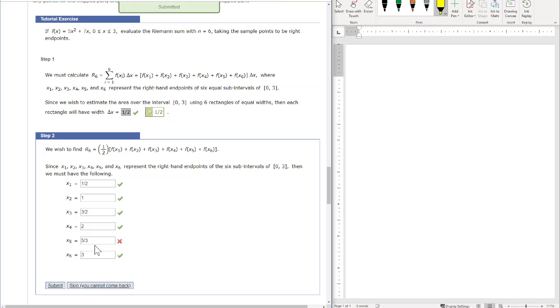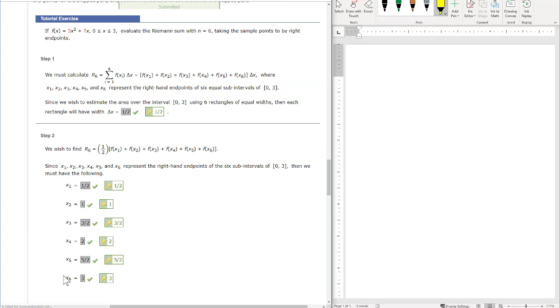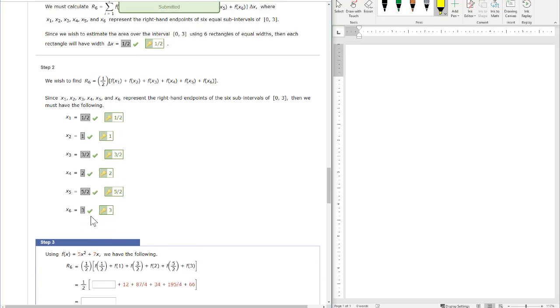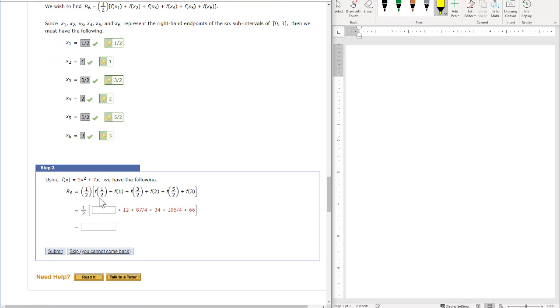So now we have, oops, this is 5/2, sorry. So now we have values for the x, and we're going to put each of those into our function. So we have the 1/2, that's the delta x that's sitting out here, and inside of the parentheses are the points that we're going to evaluate into our function.